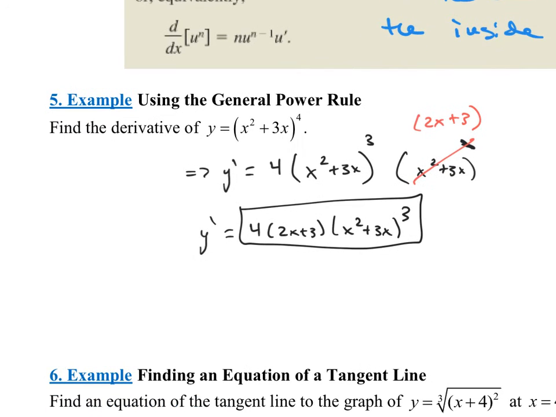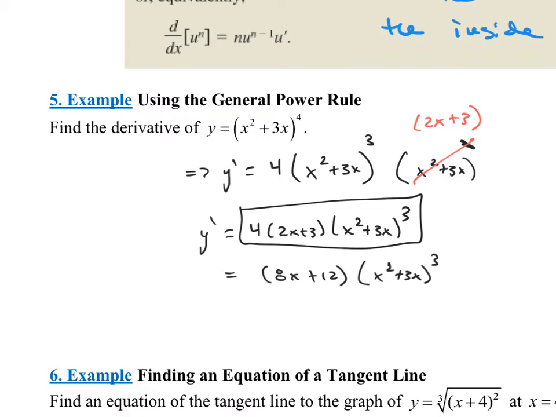I'm perfectly fine with that. I could have distributed the 4, but notice I can't distribute the 4 to the cubed one. You've got to be really careful. You can only distribute the 4 to the linear one. So maybe you would have written 8x plus 12 times that quantity. Make sure you have parentheses, times x squared plus 3x raised to the 3rd power. It doesn't matter if you distributed it or not.